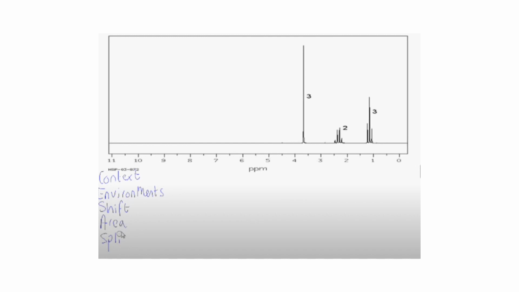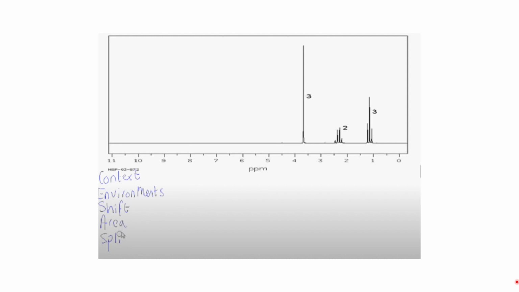So let's now first look at a simple example of how to interpret the NMR spectrum. To interpret the NMR spectrum, we need to use a method that will help us to systematically first understand the context, what do we already know about the molecule, and then how many different proton environments are there in the molecule. And for each proton environment, what can the chemical shift tell us, how many protons are there in the environment, and what do the splitting patterns tell us about the number of protons on adjacent carbons.